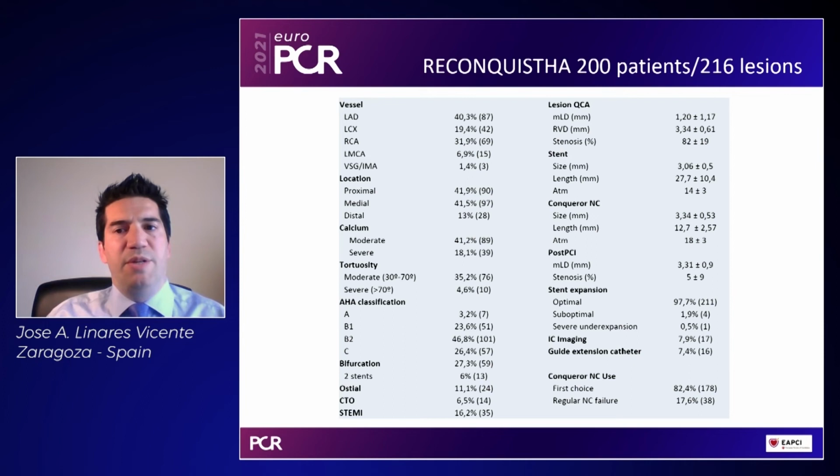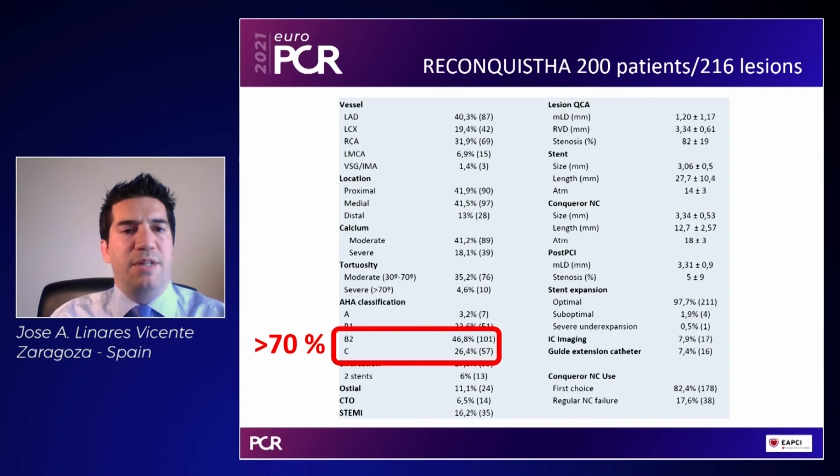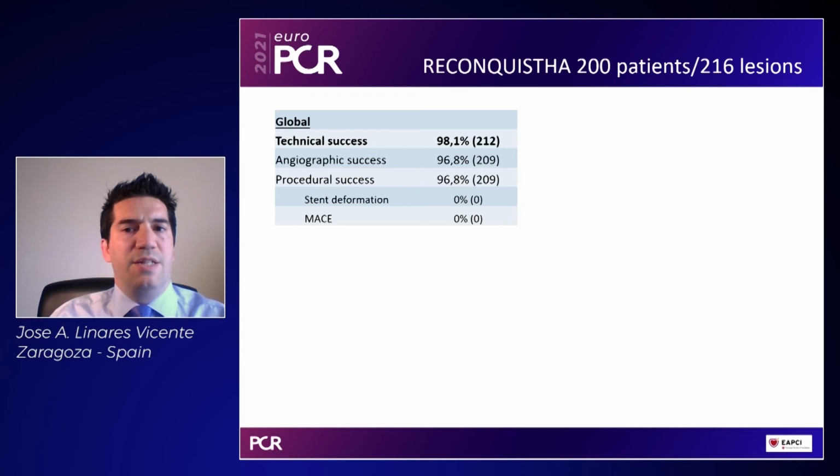These are the preliminary results of the first 200 patients and 216 lesions. Basal data is similar to any regular practice PCI registry. Over 70% of lesions were complex. A guide extension catheter was used in 7% of lesions, and Conqueror was used due to regular NC balloon failure in 70% of lesions. With respect to the total number of lesions, the technical success was 98%, and angiographic success and procedural success were the same, 96%. No stent mechanical complication or MACE was reported by the investigators.